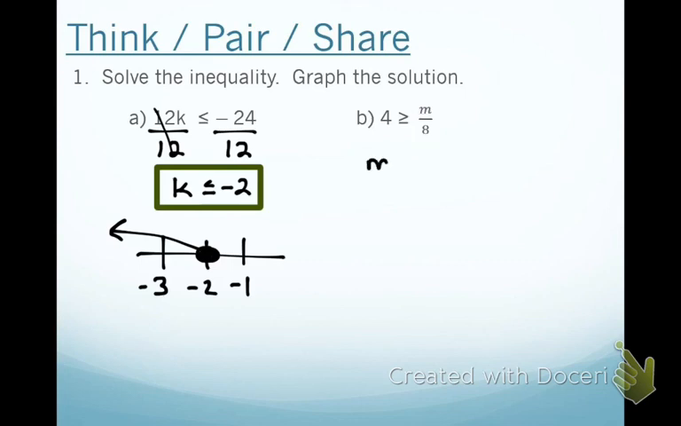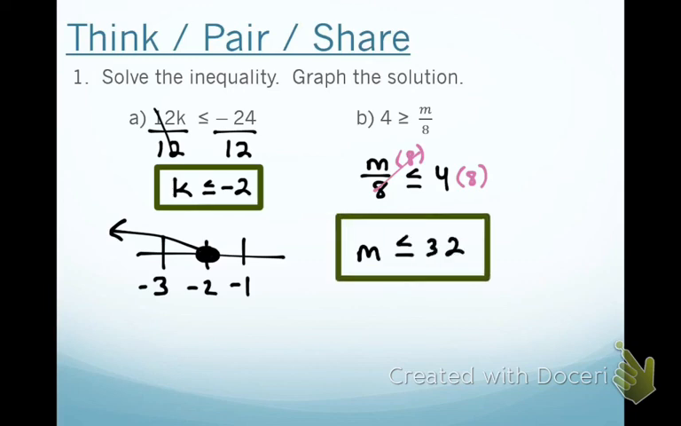All right, when I rewrite this, it should say m divided by 8 is less than or equal to 4. I've got to get rid of my divide by 8, so I multiply by 8 on both sides, leaving me with m is less than or equal to 32. Raise your hand if you got that. Once again, if you didn't, that's okay. Just erase it and fix it. I saw most people did have that.